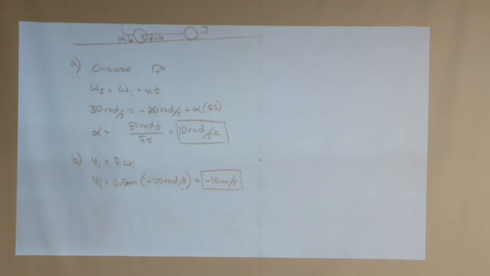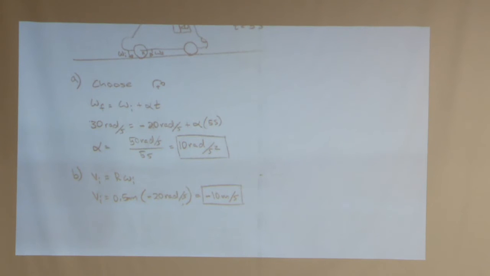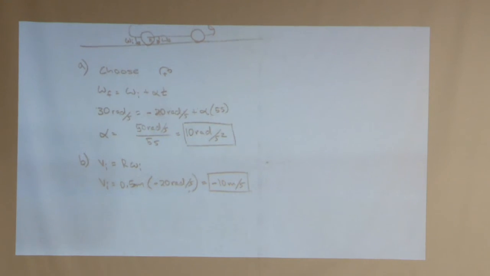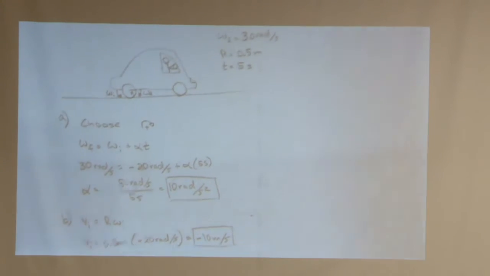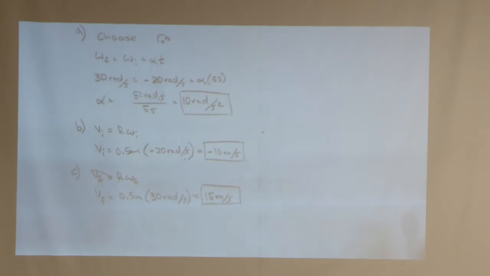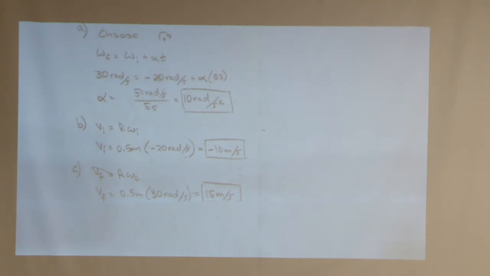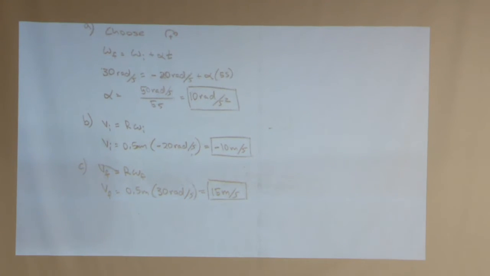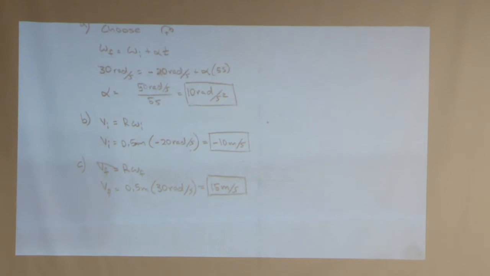And notice that the sign is still there, which indicates that the linear velocity is also in the negative direction, which would be to the left. All right? And then we use the same exact formula for the third part. We just replace omega i with omega f to get Vf. And then we end up with 15 meters per second, positive, so it's moving to the right.